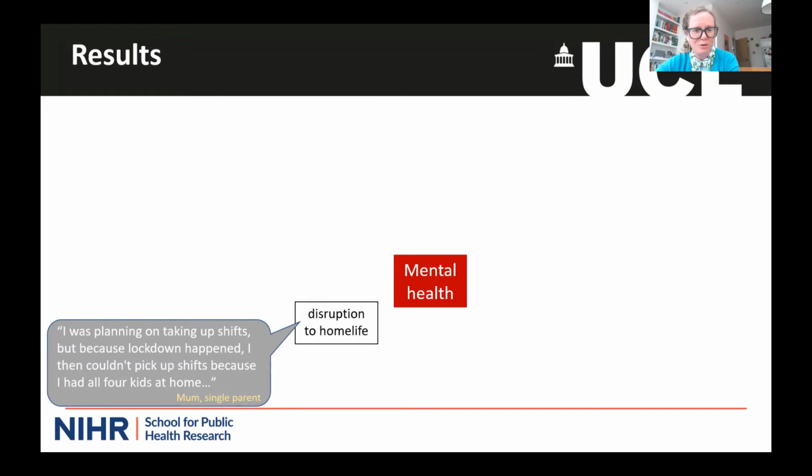Whether you're a parent or not, I think lots of people identified that home life had changed. There was this one mum, she had 4 kids at home, she was on her own, and she described how she had been planning on taking up work shifts, but because lockdown had happened, her kids were at home and she couldn't work anymore. So you can imagine financially this woman was challenged, and she also had to mastermind the homeschooling of 4 kids whilst also not having an income anymore.